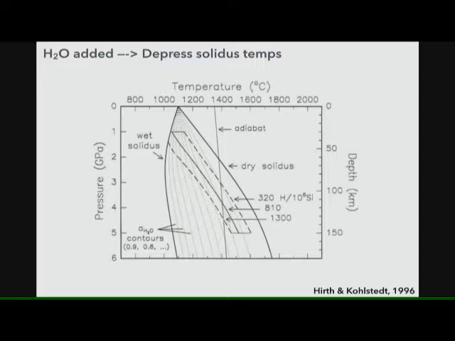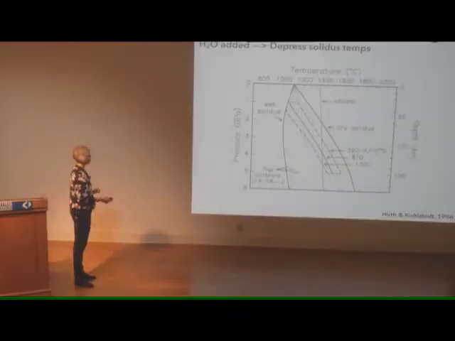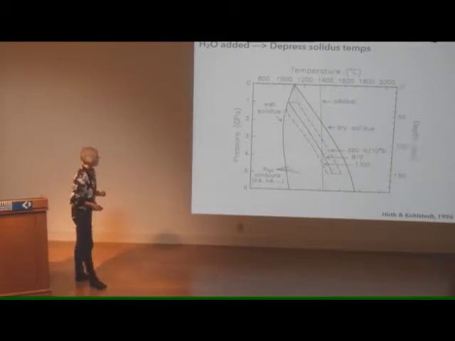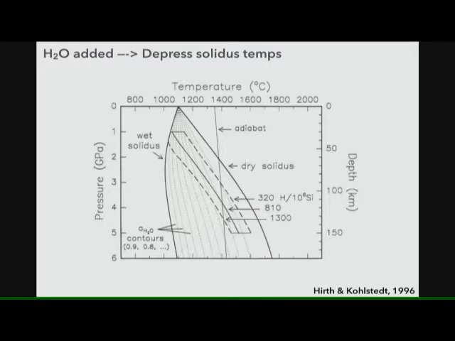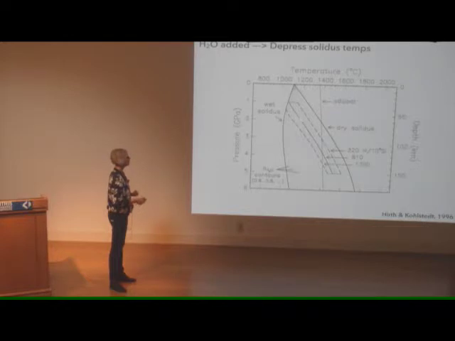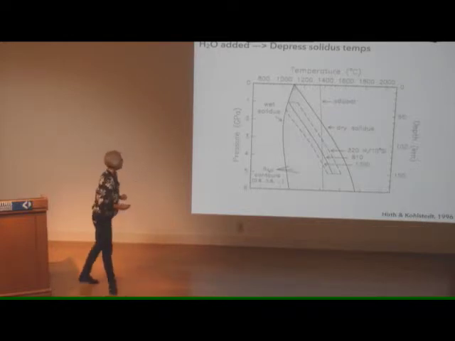So this is a very nice and important study by Hirth and Kohlstedt that looked at this. Here we're looking at temperature versus pressure for peridotite, and we have the dry solidus. And then what you see here are lines of constant water activity, which are the dark black dashed lines here. And actually, I think I have that reversed. The water activity is the dashed lines here. The black lines are lines of constant water content.